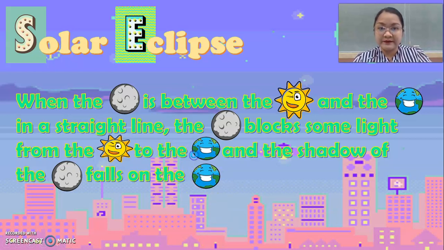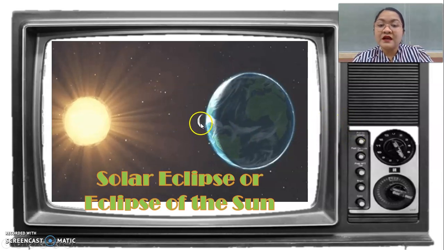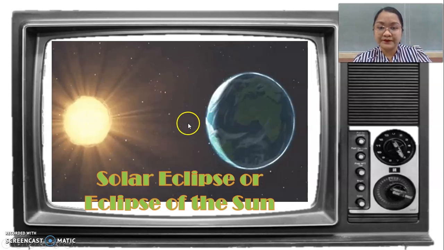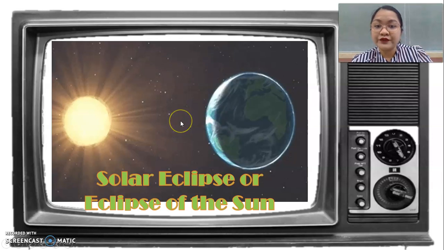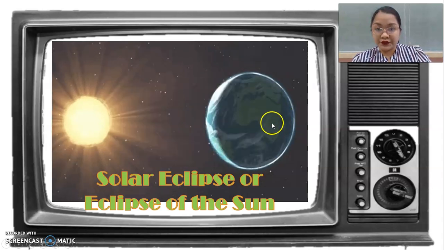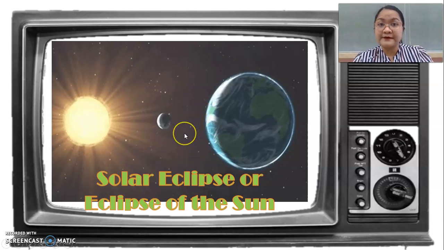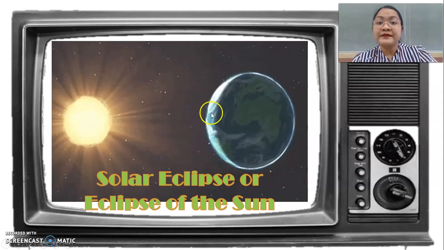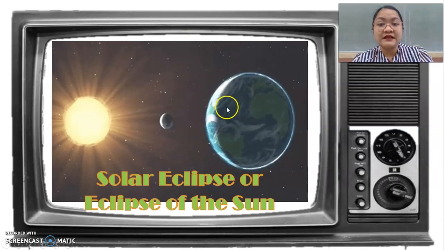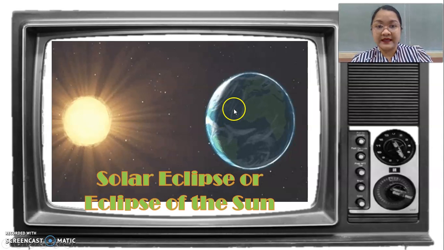So what does it mean? We have here our diagram. Again, the moon blocks the sun from the earth. Again, the moon blocks the sunlight that is going to the earth. Okay, that is our solar eclipse. Solar eclipse happens during the day when the earth experiences sunlight in morning time or daytime. That is our solar eclipse.